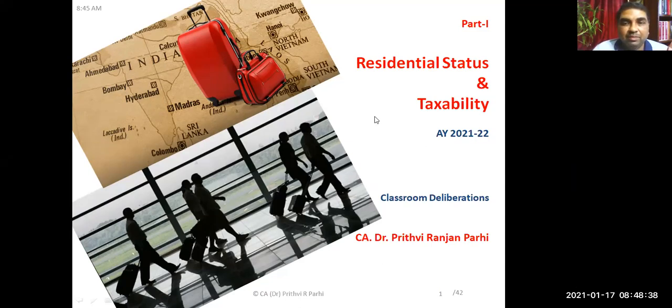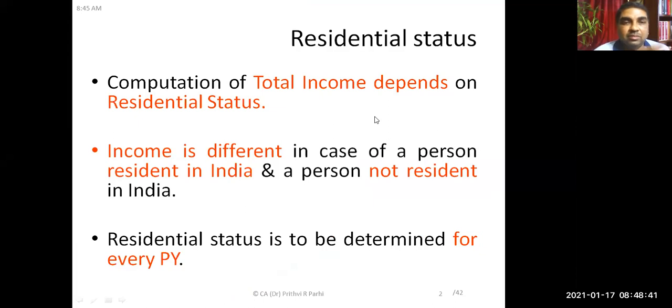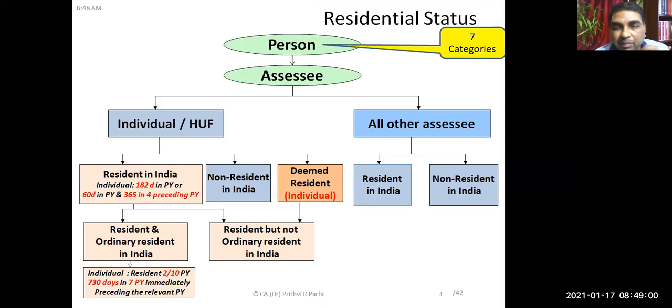Now, friends, as I told you, computation of total income depends on residential status. Income is different if a person is resident in India, and it will be different if the person is not resident in India. And this residential status needs to be computed for every year. If you look at this chart, you already know the definition of person. It's an inclusive definition, and there are 7 categories of person.